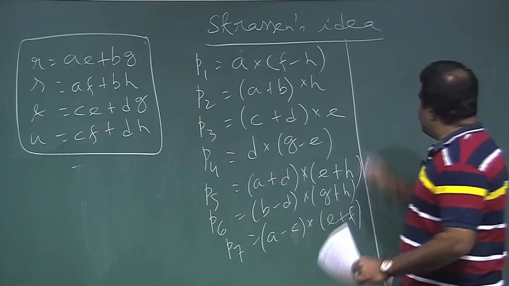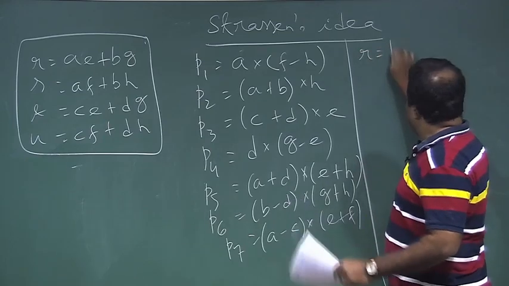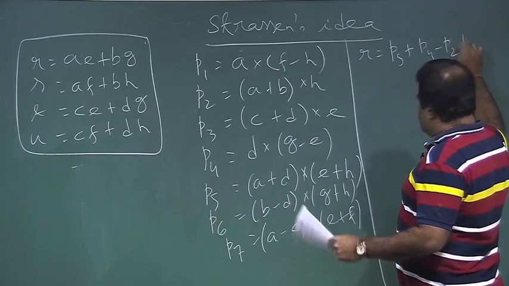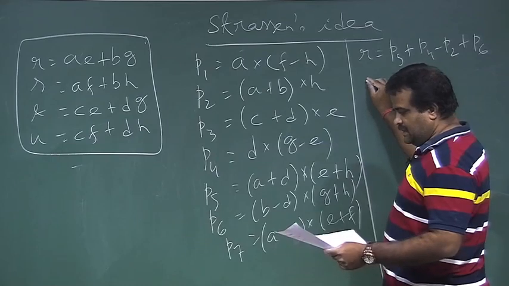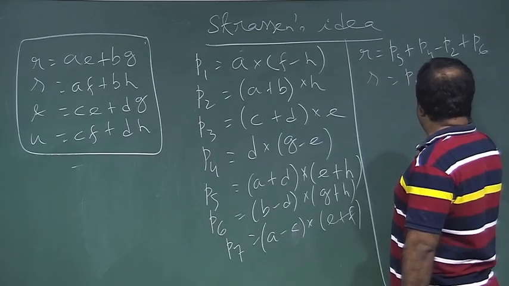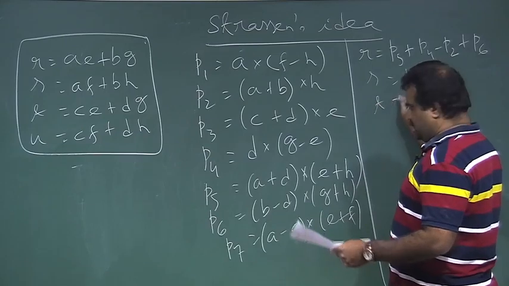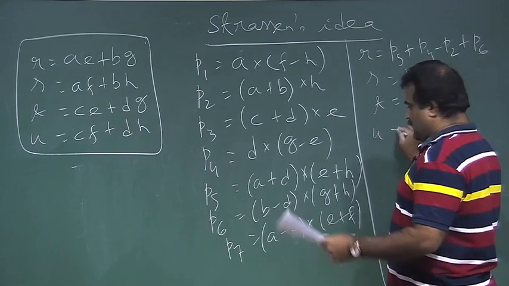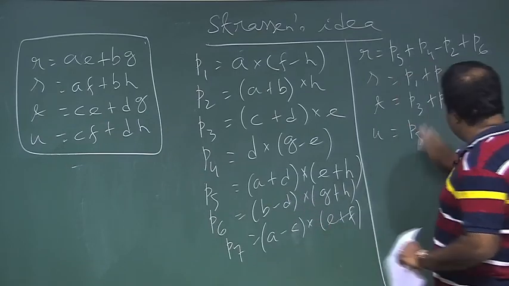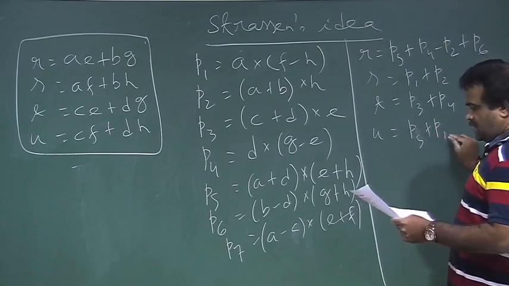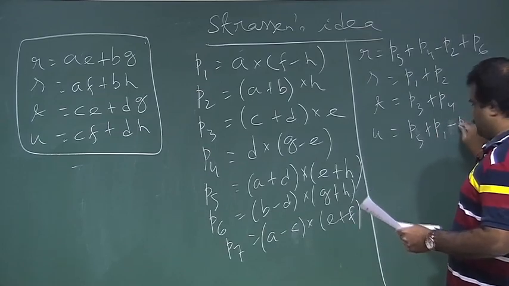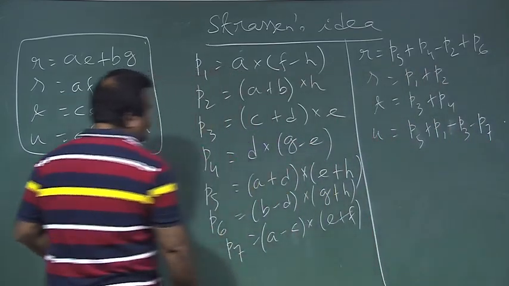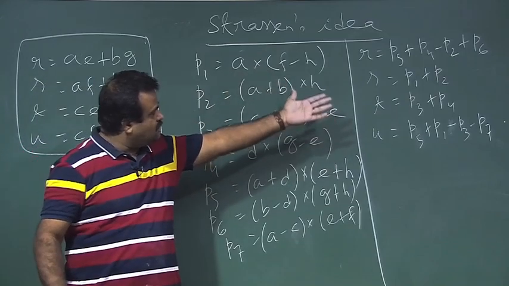That formula we have to write. R is basically P5 plus P4 minus P2 plus P6, and S is P1 plus P2. T is P3 plus P4, and U is P5 plus P1 minus P3 minus P7. With the help of these Ps, we can get this.